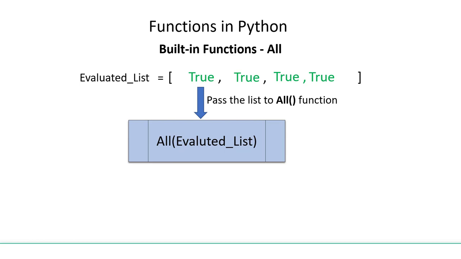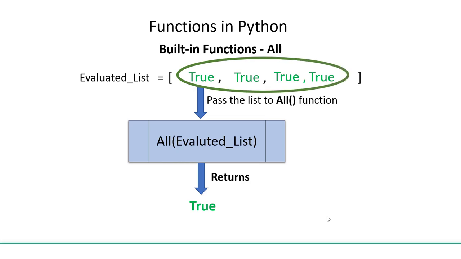So we are going to pass this entire list as an argument to our all function, and this all function is going to return us true. The reason for it is all the elements that are placed in the list which is passed as an argument to our all function are comprised of true values.